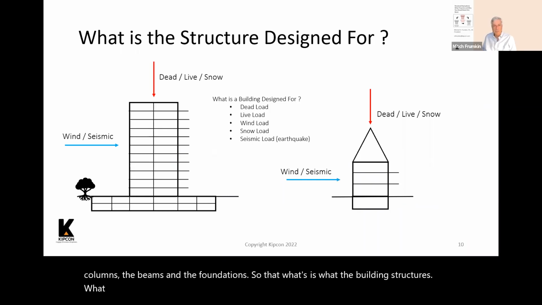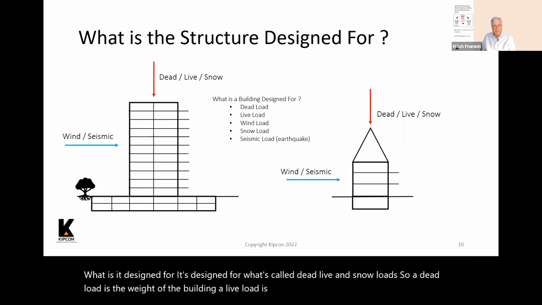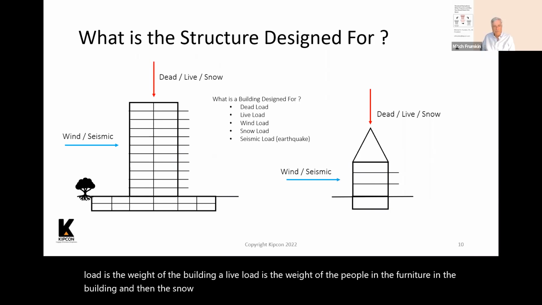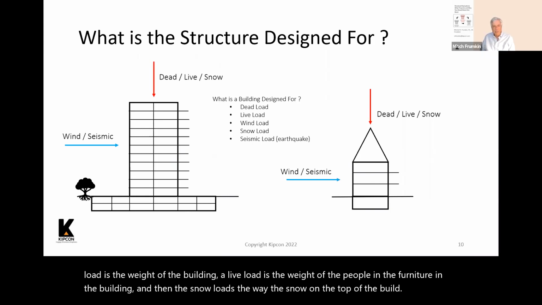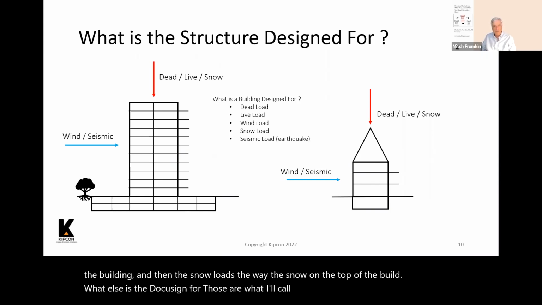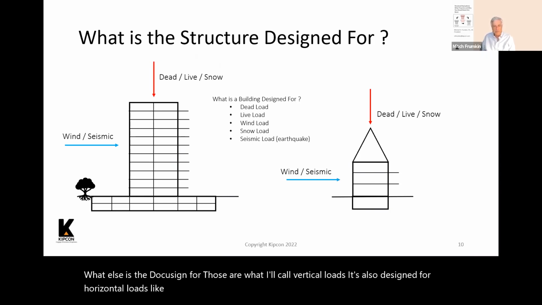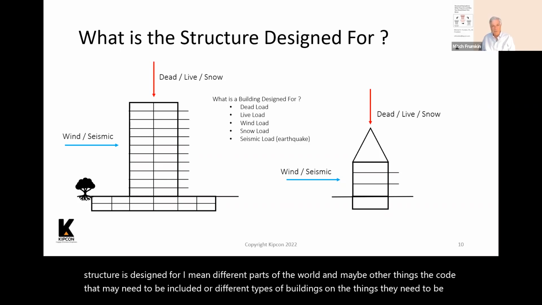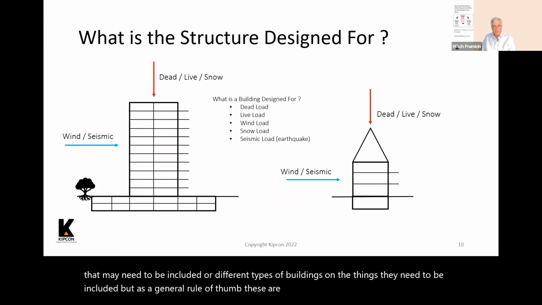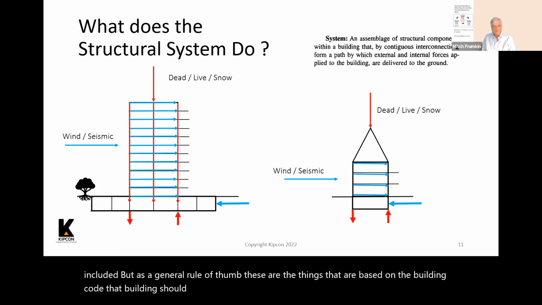What is it designed for? It's designed for what's called dead, live, and snow loads. So a dead load is the weight of the building. A live load is the weight of the people and the furniture in the building. And the snow load is the weight of snow on the top of the building. What else is it designed for? Those are what I'll call vertical loads. It's also designed for horizontal loads like wind and seismic, which is earthquake, horizontally. So that's what the structure is designed for. In different parts of the world, there may be other things in the code that need to be included, or different types of buildings, other things that need to be included. But as a general rule of thumb, these are the things that are based on the building code. The building should be designed for the structure.